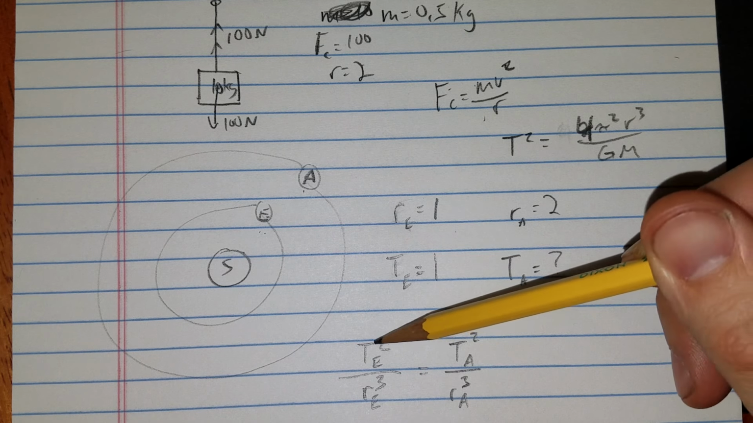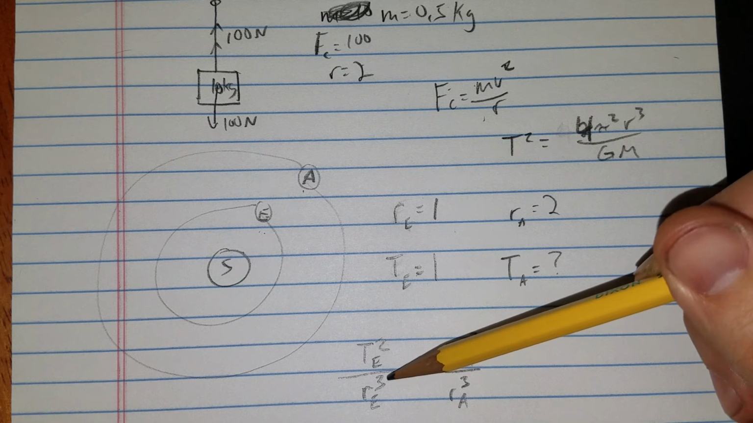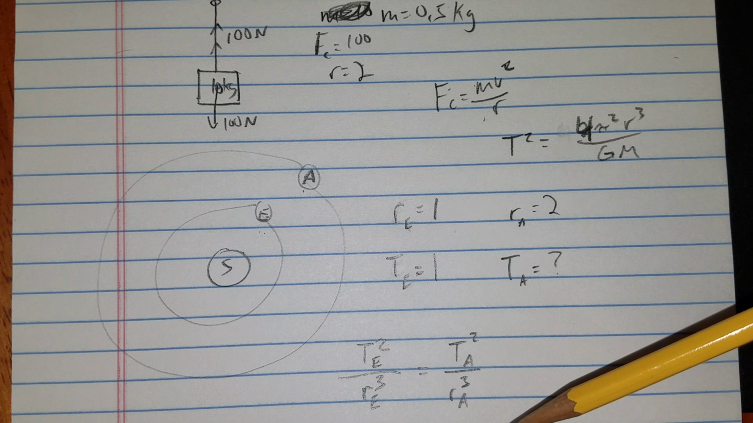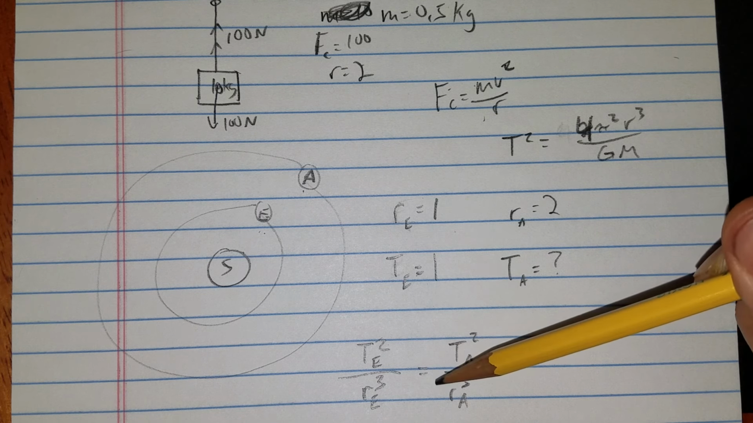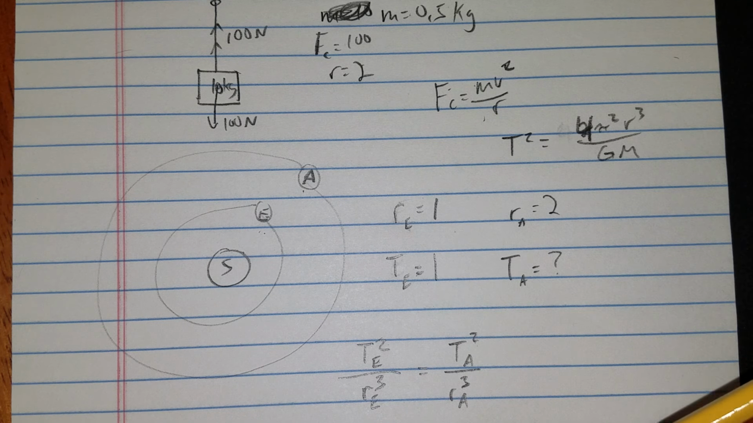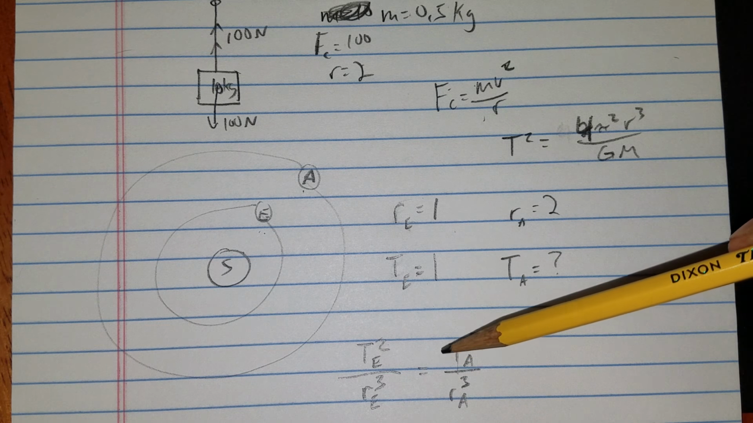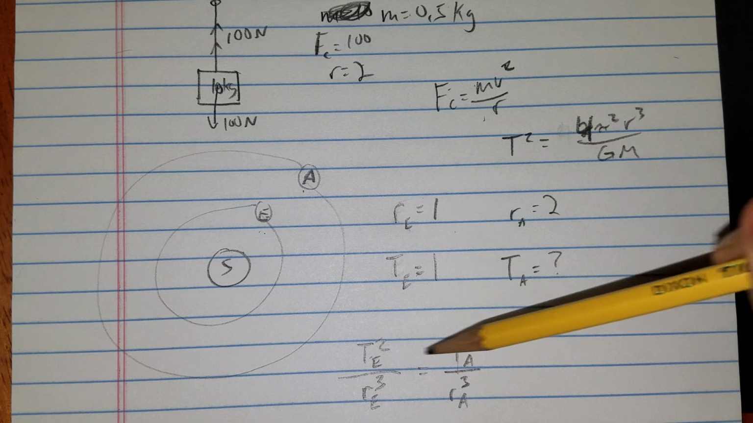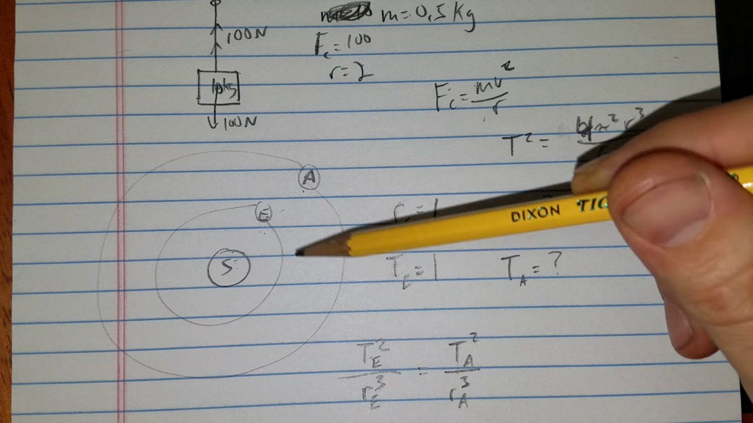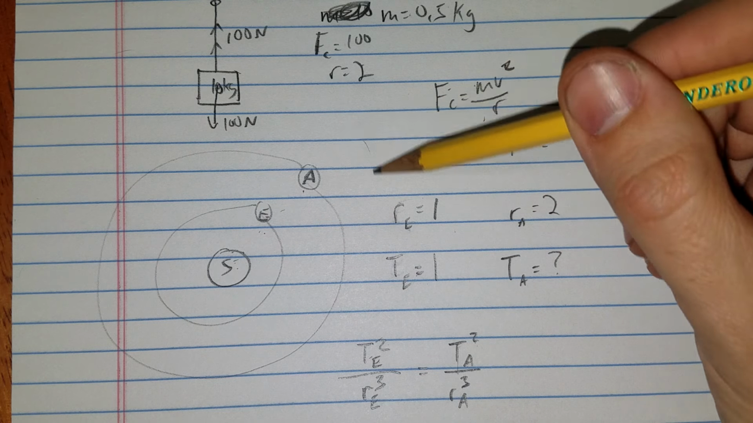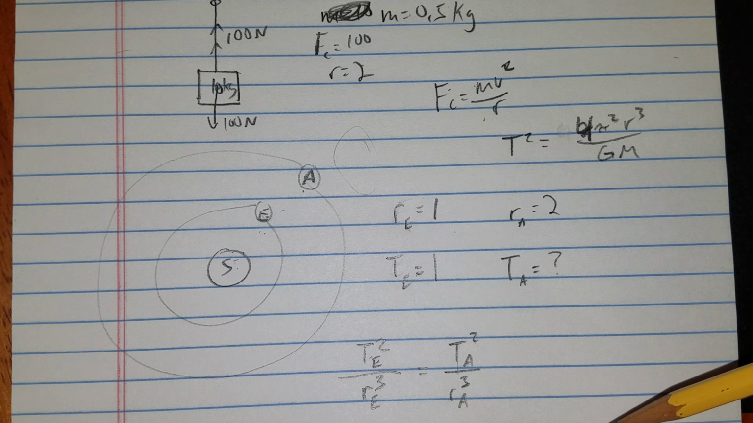Just be careful with the squared signs and the cubes. Of course, 1 cubed is 1, and 2 cubed is going to be 8. I think you can plug in the numbers here and then solve for the period of the asteroid. So this is called Kepler's law. Now it only works if both objects are orbiting the same thing. They're both orbiting the sun, so we can use Kepler's laws. If the asteroid was orbiting something else, then it wouldn't work, of course, but it does in this case. So it's a little shortcut to remember, called Kepler's law.